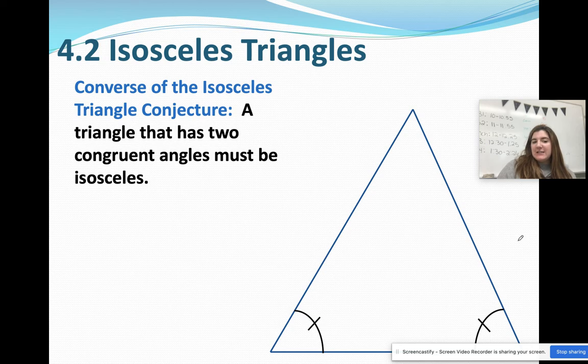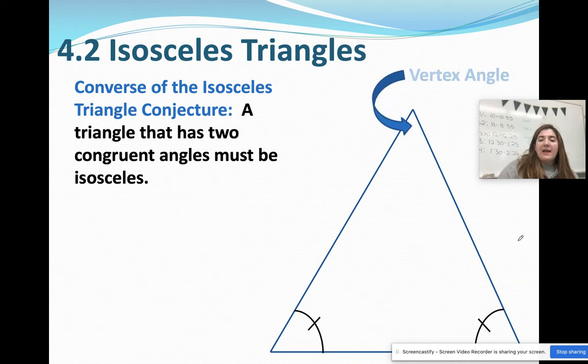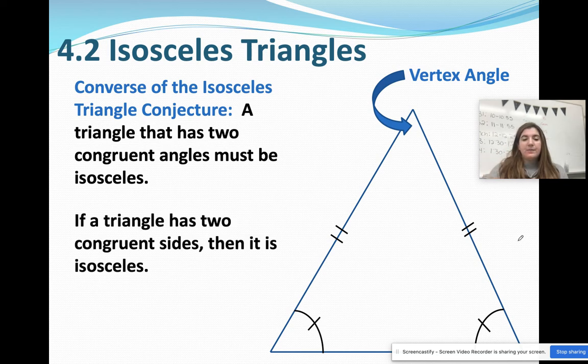The converse of the isosceles triangle conjecture is that if you have two angles that are congruent, then those two sides must be congruent. So it works both ways. If you see two congruent sides, you're going to know that those base angles are congruent, or if you have two congruent angles, you're going to know that the two sides are congruent. And if it has two congruent sides, it is isosceles.